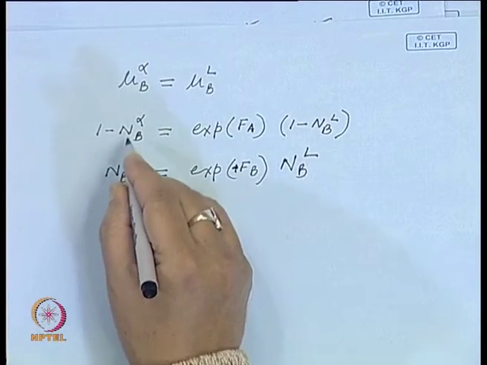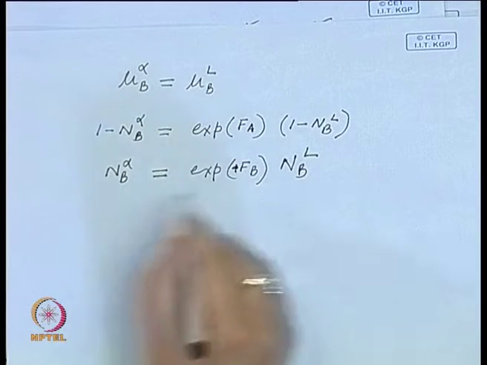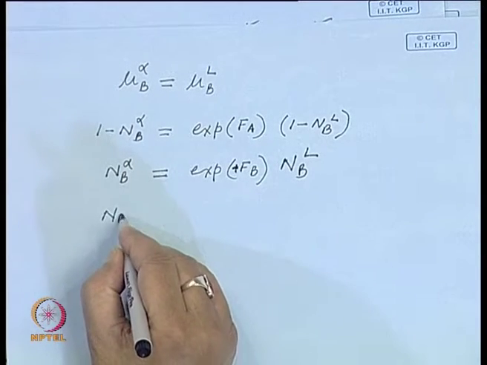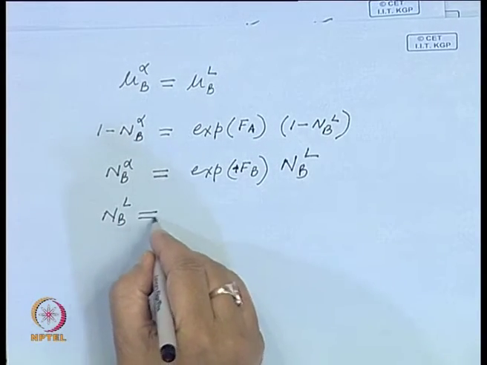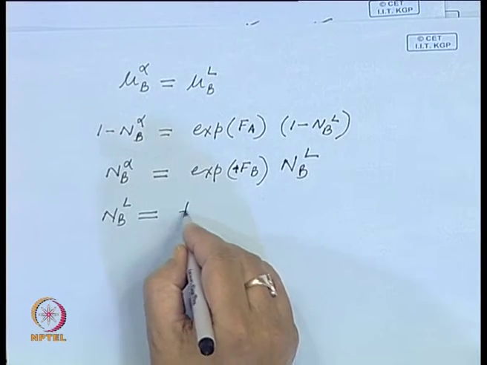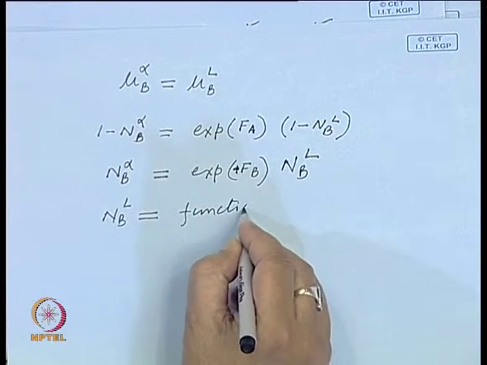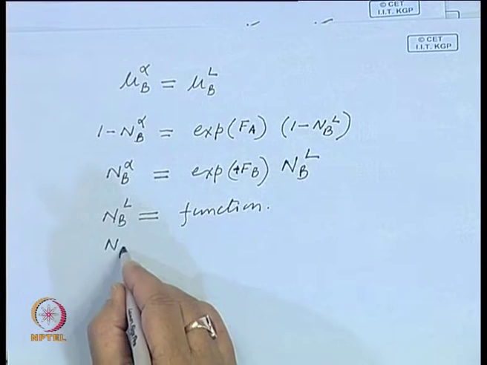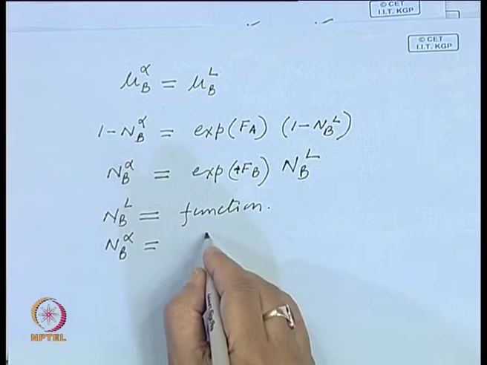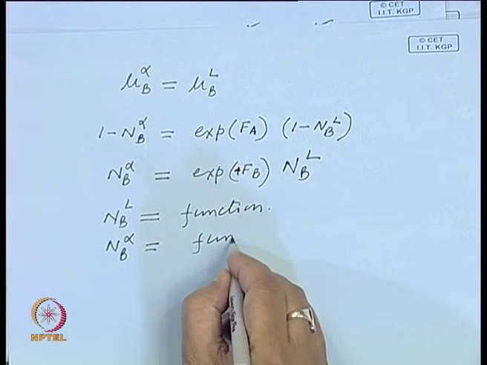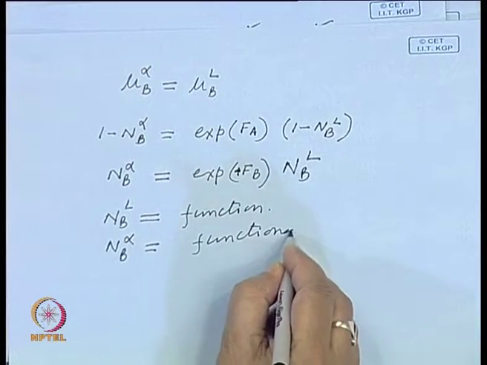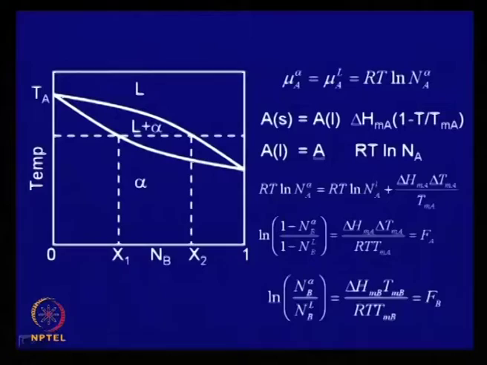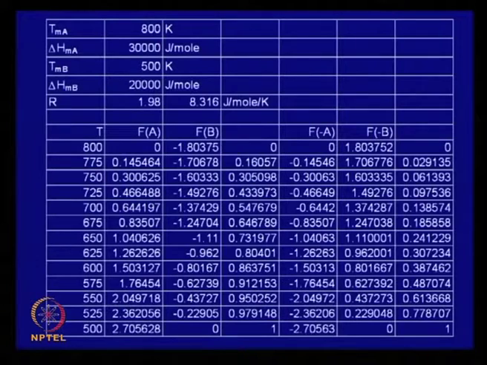So, now here if you equate, you get one expression, you get this as one function. Similarly, you can also get N B alpha also in a functional form. So, in fact, you have two equations, two unknowns, and it can be solved, and this is what you can easily do on a spreadsheet, which is shown here.